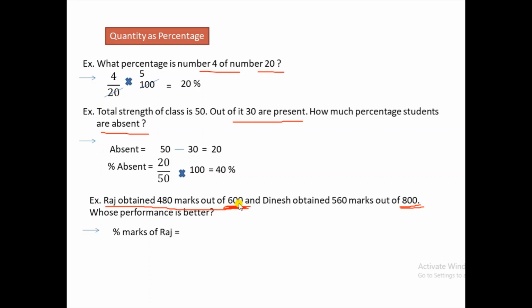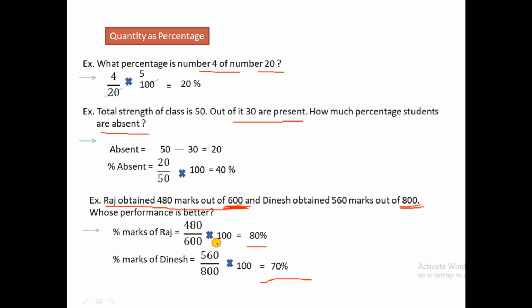Let's first check the percentage marks of Raj. Raj has got 480 out of 600, so out of 100 how much is it going to be? 100 by 600 is going to be 6, and 480 by 6 is going to be 80%. Again, the percentage marks of the next: 560 by 800 multiplied by 100, so 100 by 800 is going to be 8, and 560 by 8 is going to be 70%. So Raj has got 80% marks and Dinesh has got 70% marks.